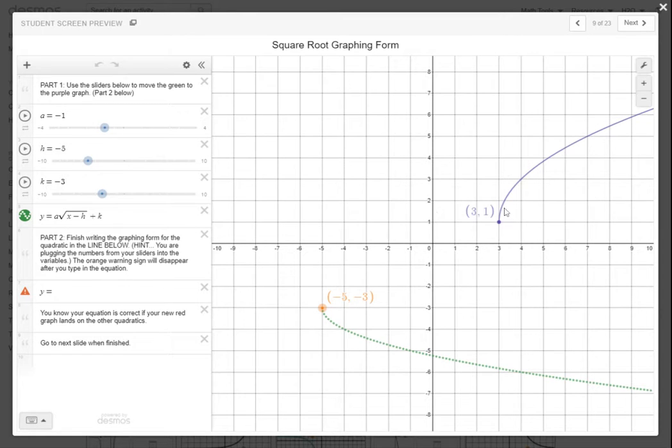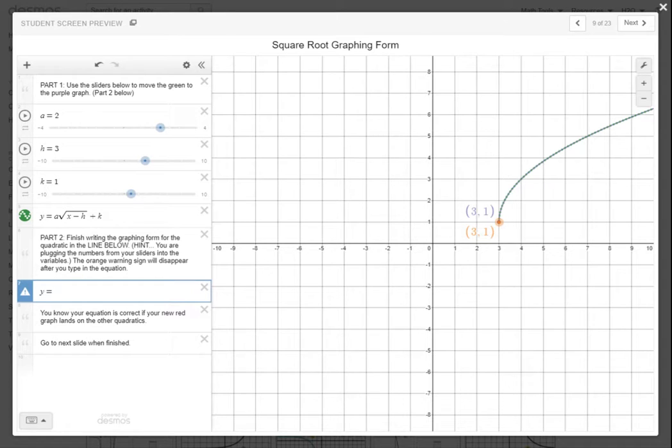So you have a purple, and your goal is to get the green to the purple. You can drag the sliders. You can drag the locator point. And by dragging the sliders and the locator point, your goal is to do an exact match so that they land on top of each other. You are given the graphing form, and in part 2, you're asked to actually type it in.